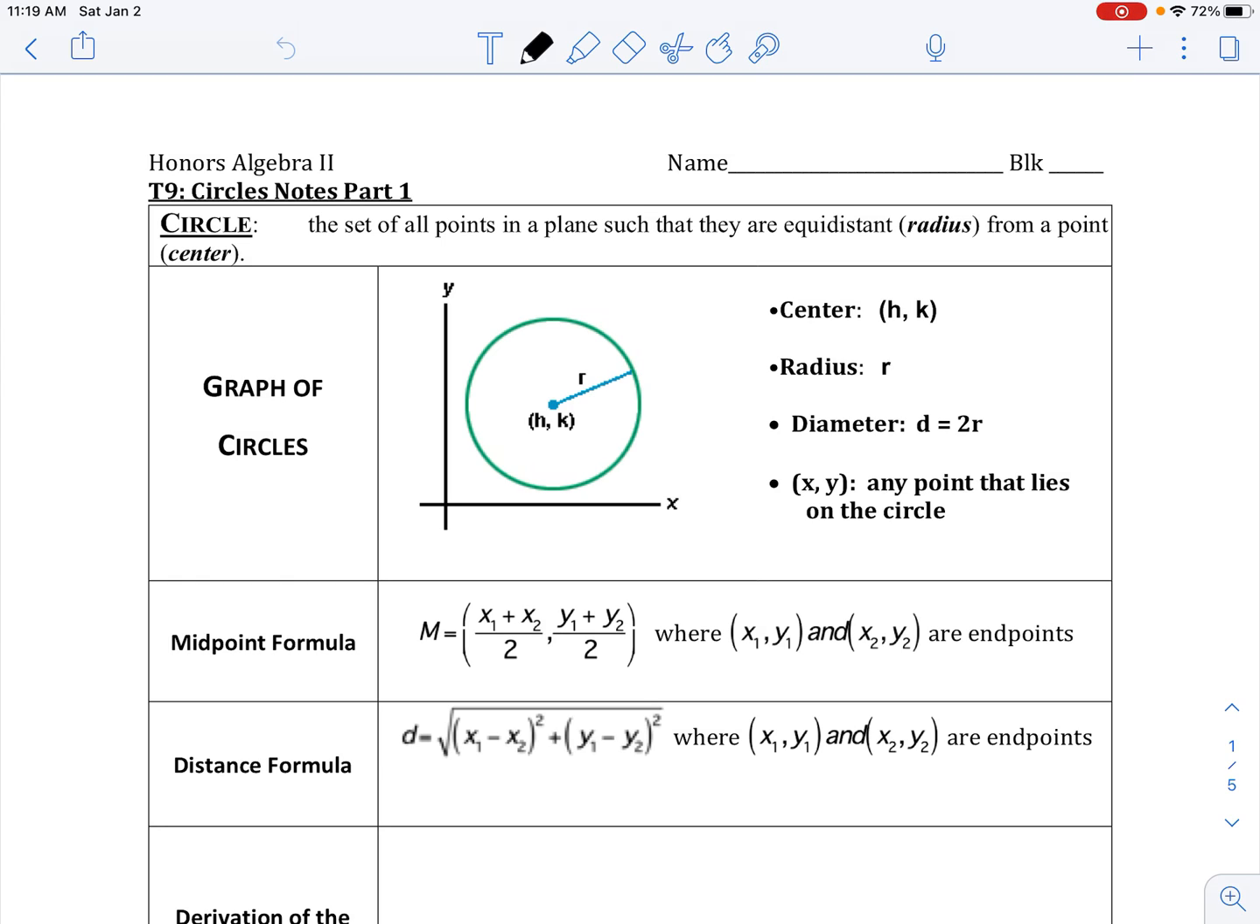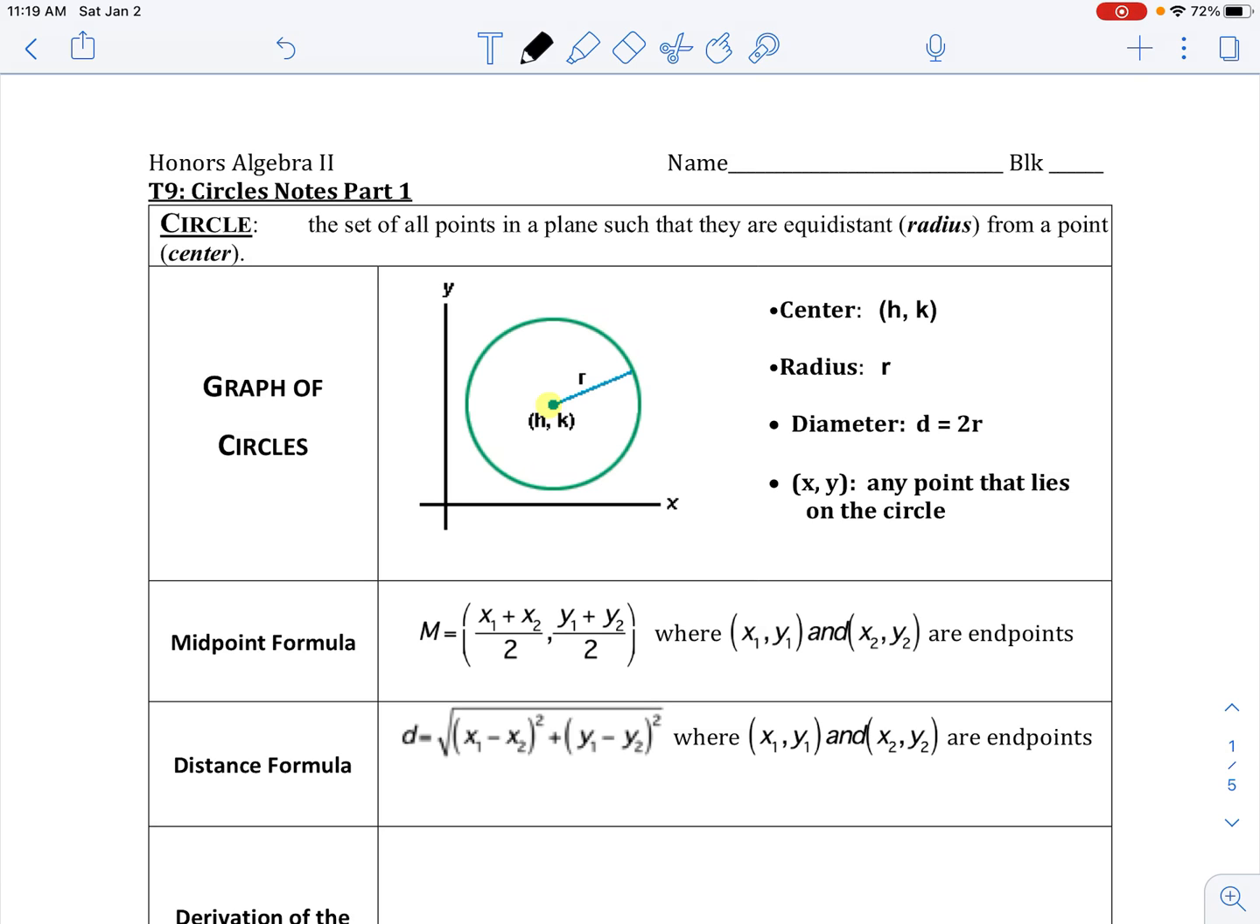So the definition of a circle is the set of all points in a plane such that they are equidistant from a fixed point called the center point. So here we have the center point of our circle right there at that yellow dot. In the coordinate plane, we identify that point as H, K. You've seen those letters before when we worked with the graph of a quadratic. And so we will continue to use those letters as an important critical point of the circle.